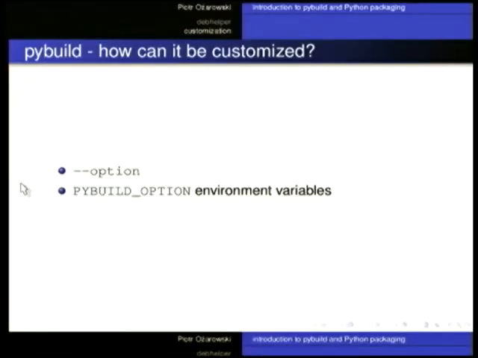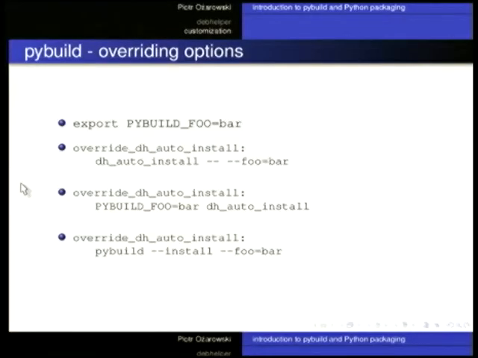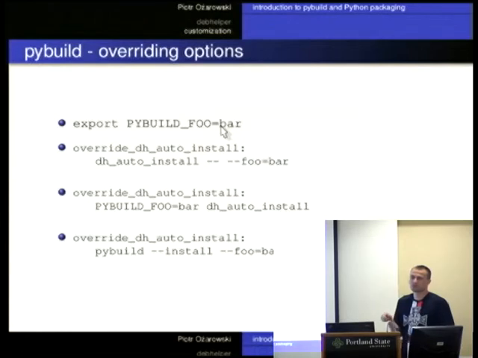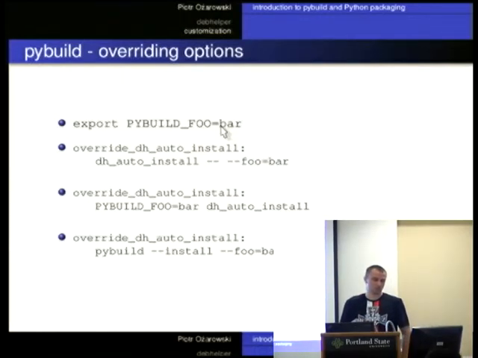And how can you customize it? There are two options. You can pass a command line option, or you can export environment variables. All of them start with PyBuild underscore. Here's how you do it. The first one is the one I like most because it has some additional features, like you can for example add underscore and interpreter name or interpreter version here, and it will work only for this interpreter or this version. And if you choose to use the command line, you will have to invoke PyBuild twice.